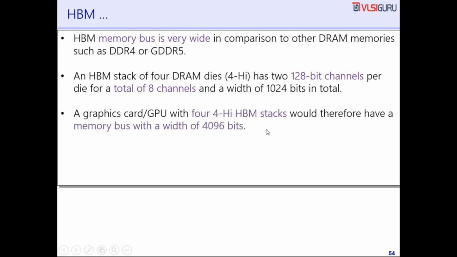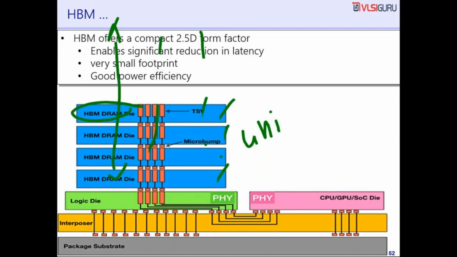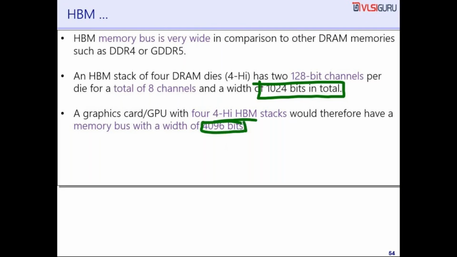Then a graphics card or CPU with 4 HBM stacks. What is a 4-high HBM stack? It is this one. This is called 4 high. 8 high means 8 such dice will be there. 16 high means 16. How many dice you have stacked together is the high factor here. So see, one stack can give us a bus width of 1024 bits. So four such stacks will give you up to 4096 bits. It would therefore have a memory bus width of 4096 bits.